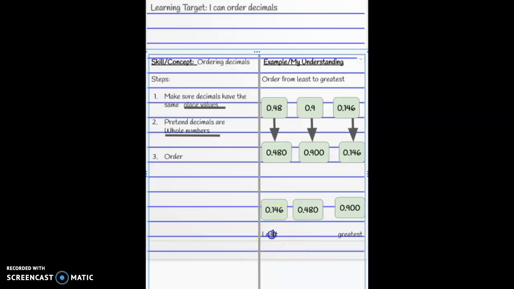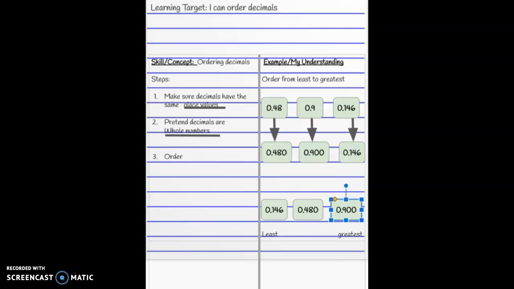Now, if the question was asking us greatest to least, our 9/10ths would actually be over here. But we're going to leave this for now because that's not what our question asked. It asked for least to greatest.